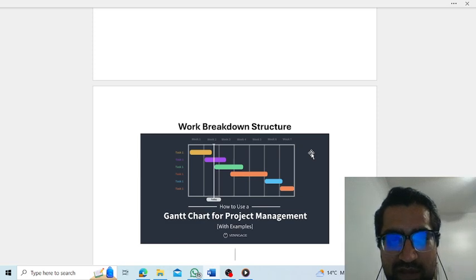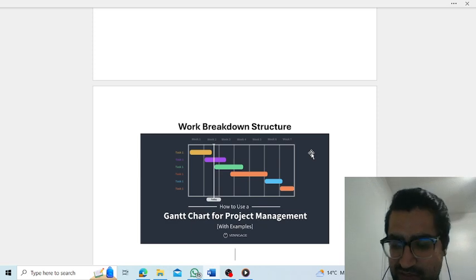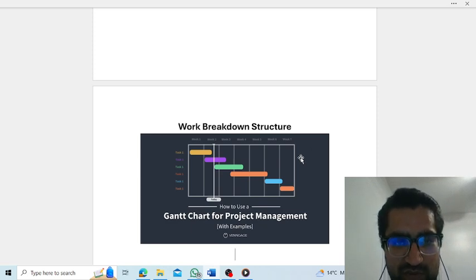Cost, time, and one thing, the scope of the project. So these three things matter, I think. So you get the number of tasks in a Gantt chart, or you can use a spreadsheet if you have a small business.